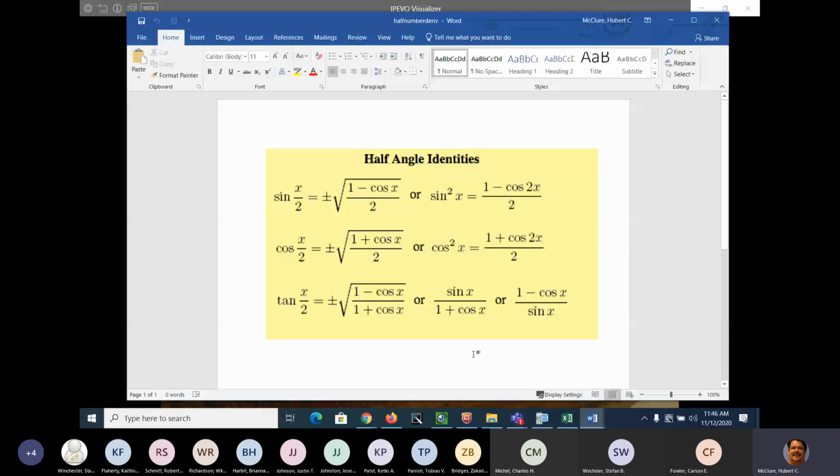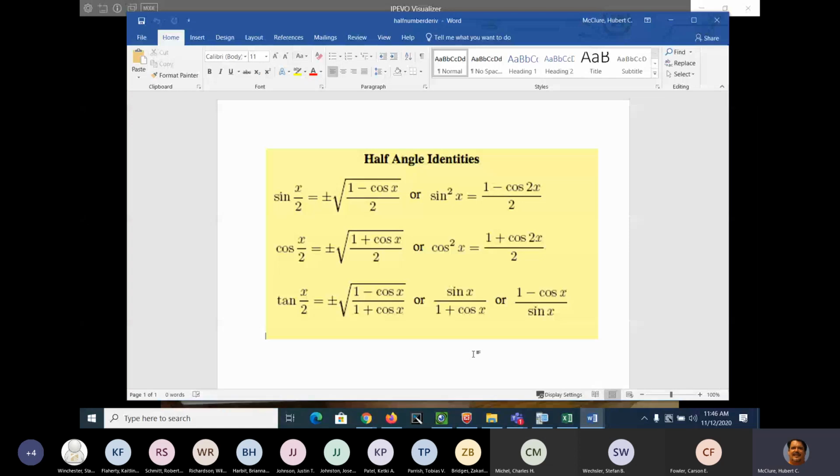So if I have positive or negative the square root of 1 minus cosine of x over 1 plus the cosine of x, then I could multiply by the conjugate, 1 minus cosine of x over 1 minus cosine of x. And that's going to give me, down here, 1 minus cosine squared of x, which is what? The sine squared of x. So that's how you get that. And up here, you're going to get 1 minus cosine of x quantity squared.